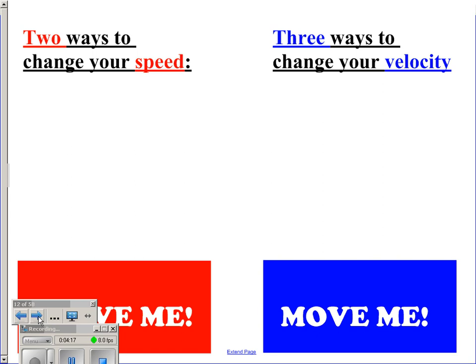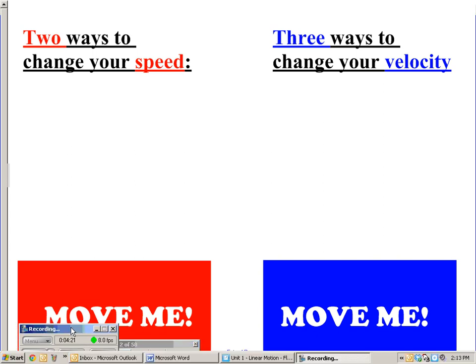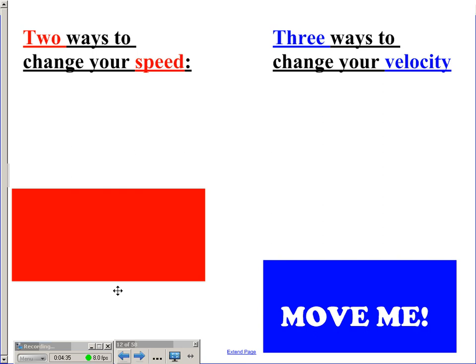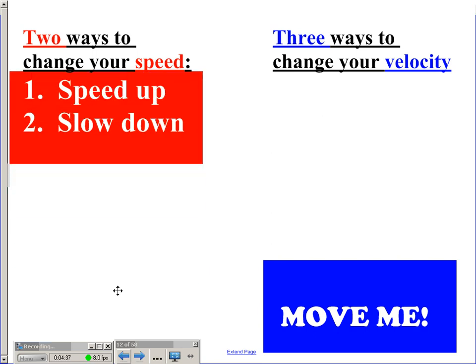Notice that because of this difference between speed and velocity, because the velocity includes direction, but speed doesn't, there are going to be two ways to change your speed, but three ways to change your velocity. All right? The two ways to change your speed are, imagine being in a car. What are the two ways you can change your speed? You can either speed up or slow down, right? I don't think there's any way you can change your speed other than speeding up or slowing down.